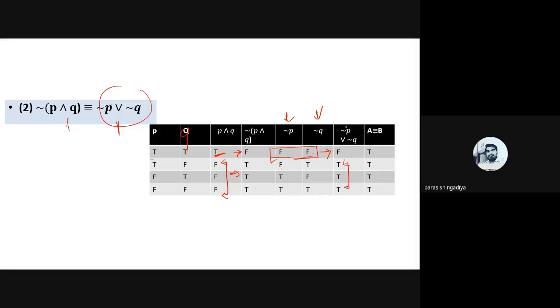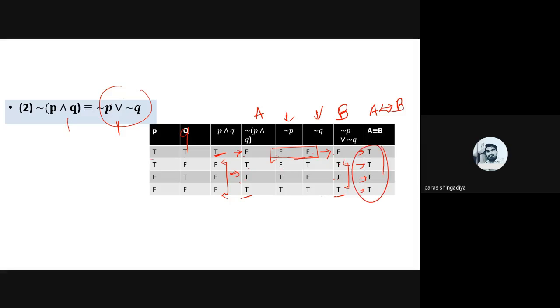And now in the last step, we'll compare column A and column B, and we'll check the biconditional relation between A and B. So here both are F, it will become T. Both are T, it will become T. In the third row, both are T, so it is also T. And in the last row, both are T, it is also T.